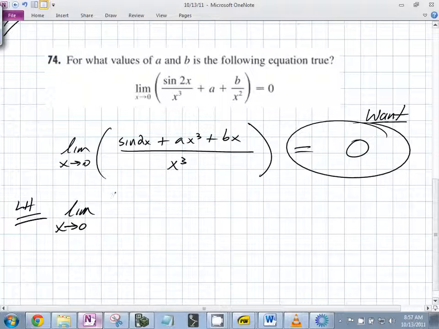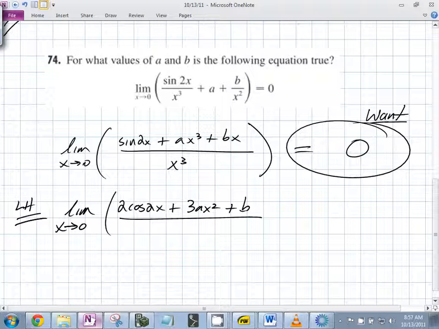What is it? 2 cosine 2x plus what? 3a. Plus what? B all over 3x squared. Okay, let's take a look at this. As x goes to 0, we want this thing to go to 0. As x goes to 0, this thing goes to 0. So this thing gets really, really small, right?